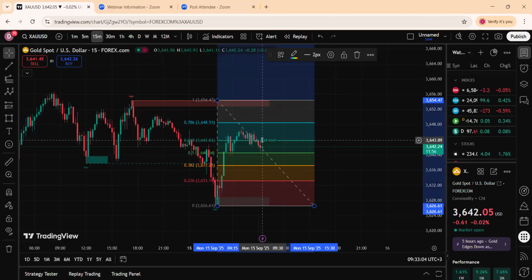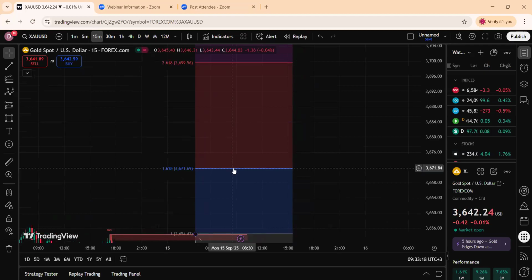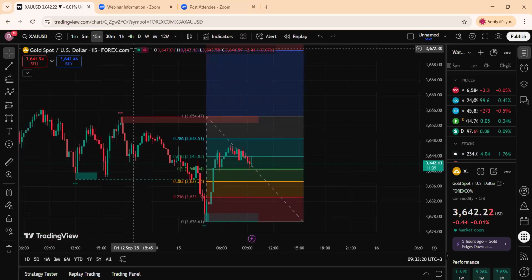So we're waiting for a breakout here at 36.43 so that we can buy, targeting 36.48. If it breaks above 36.48, buy, targeting 36.54. If it breaks above 36.54, you buy, targeting 36.71. That's how you trade.